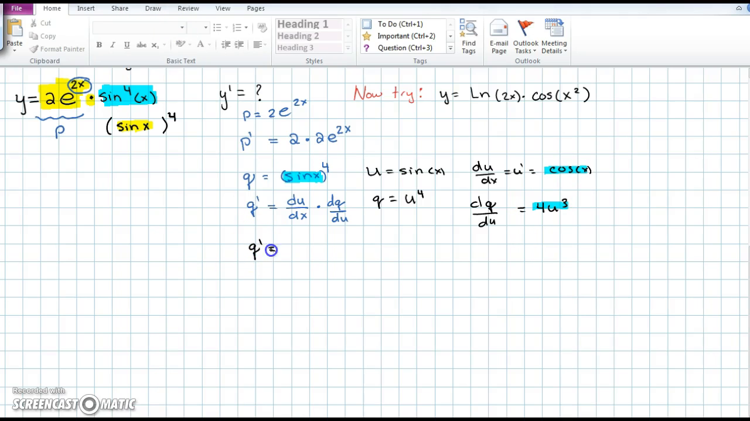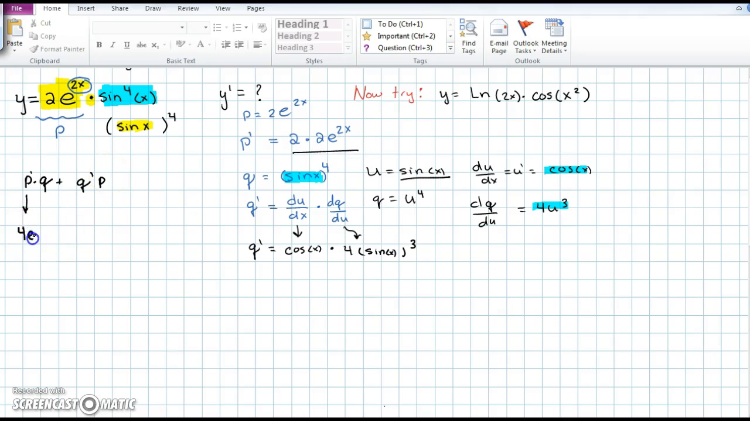So q prime is cosine of x times 4u cubed. And at this point, I'll go ahead and sub in for that u. U was sine of x. So now I have everything that I need for my formula, which says p prime q plus q prime p. What did we have for p prime?